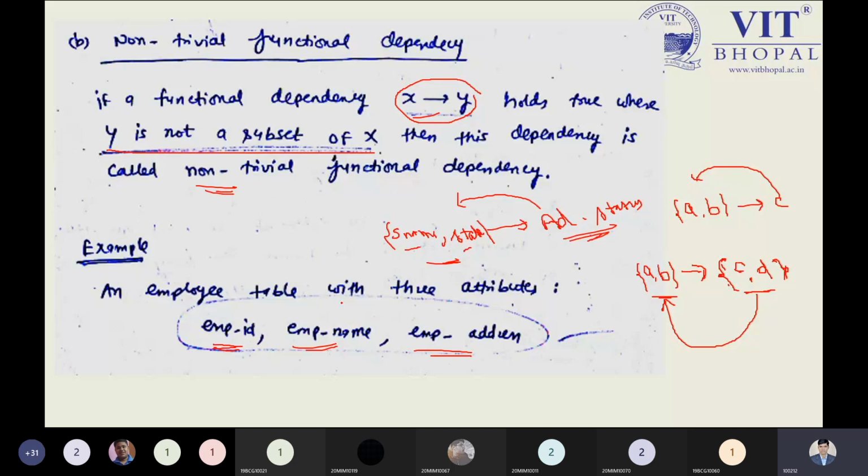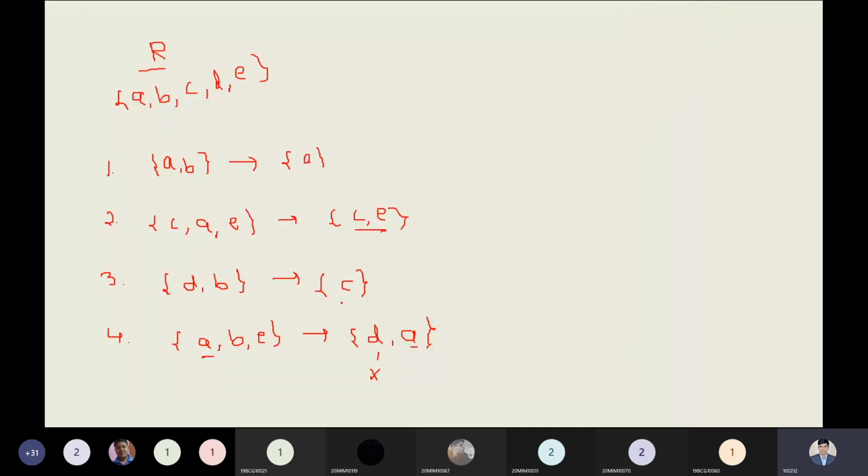That is a good point. So this could be considered non-trivial if we are matching this kind of criteria, and that is the point. This is happening in our real-life situations when we have to deal with functional dependency. So here we have the non-trivial, but sometimes this is also considered as a partial dependency, partial functional dependency.